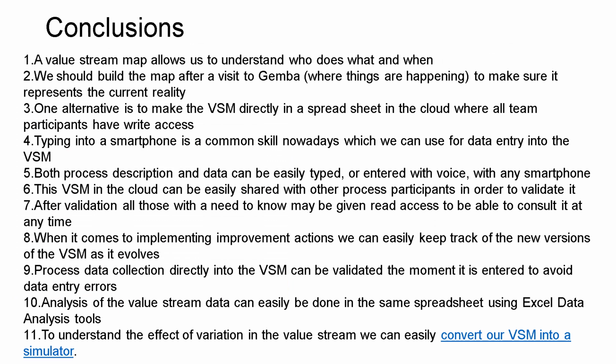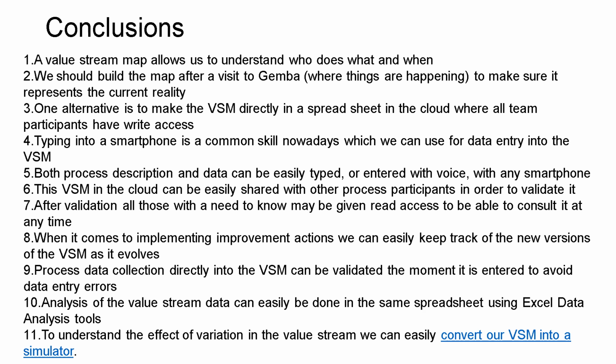A value stream map allows us to understand who does what and when. We should build a map after a visit to Gemba, where things are happening, to make sure it represents the current reality. One alternative is to make the VSM directly in a spreadsheet in the cloud, where all team participants have write access. Typing into the smartphone is a common skill nowadays, which we can use for data entry into the VSM.